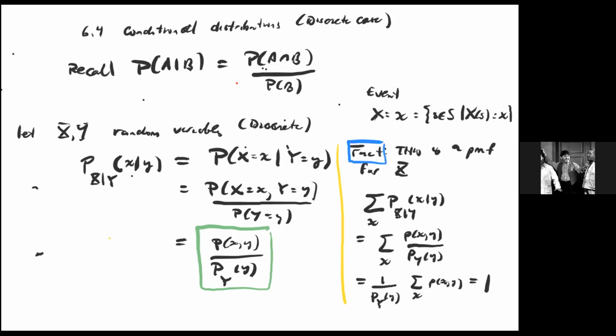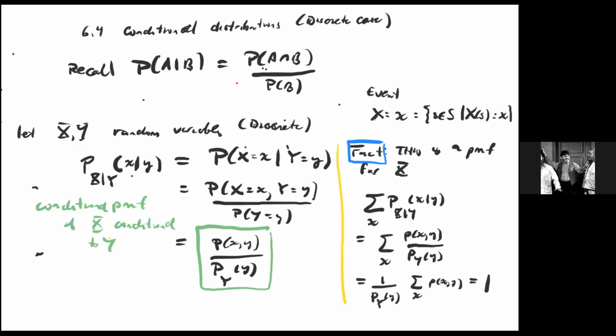Okay, so that's the definition in the discrete case of the conditional probability mass function associated with X and Y. So this is called the conditional PMF of X conditional to Y.